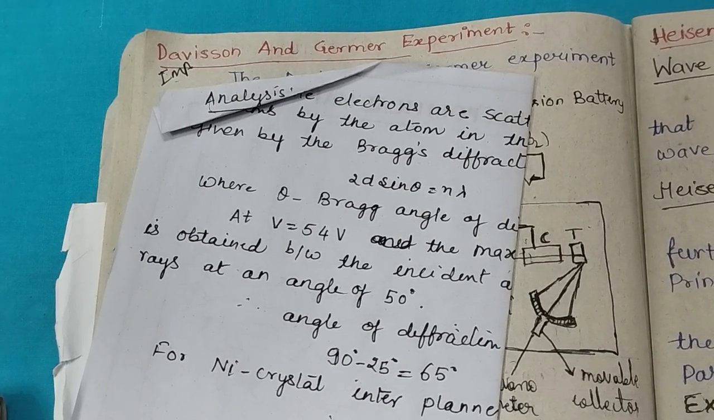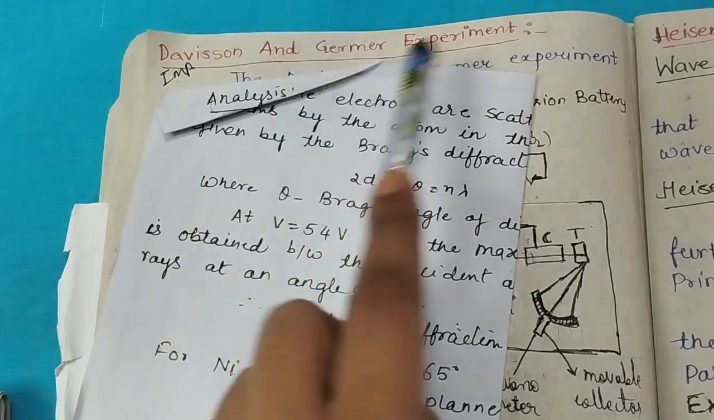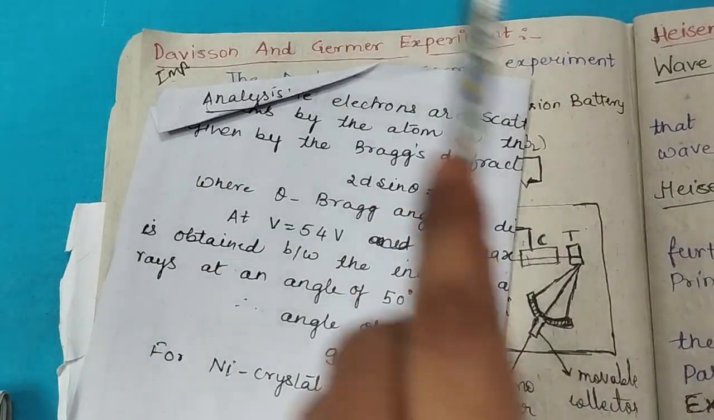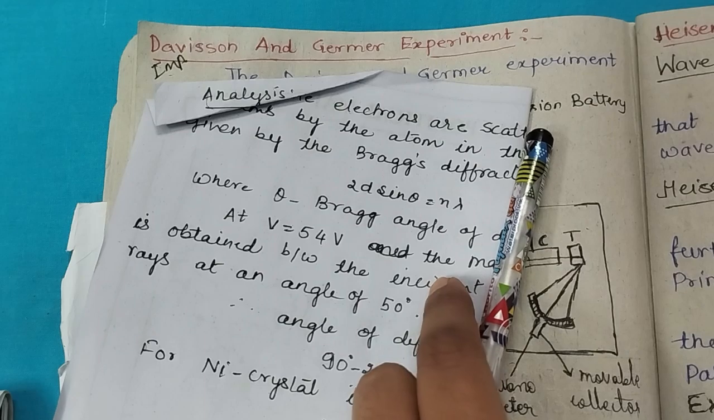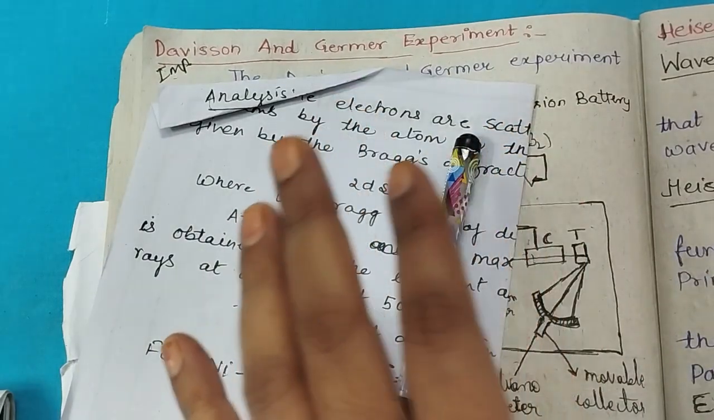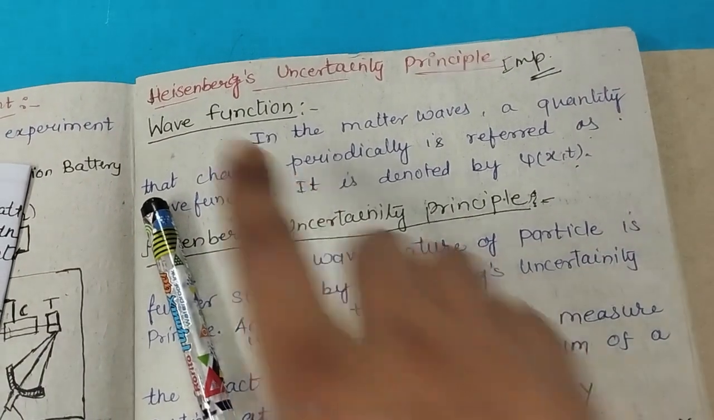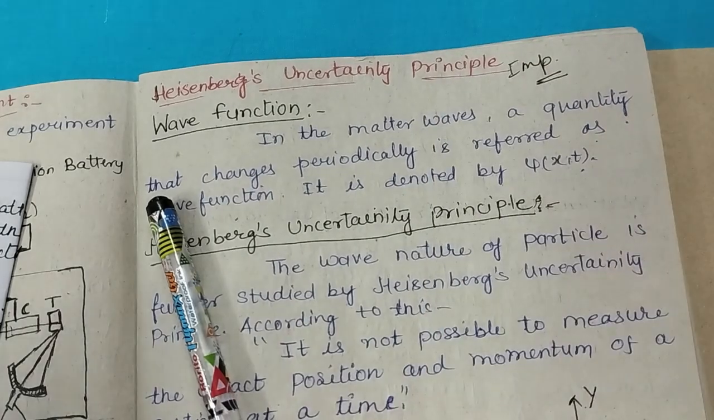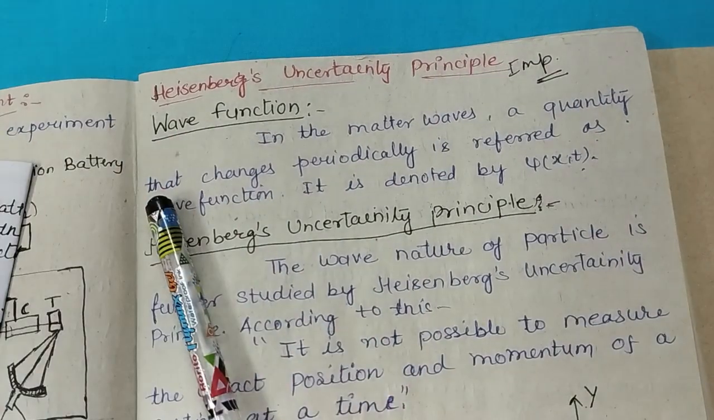In yesterday's session I discussed the Davisson and Germer experiment. By this experiment we come to the conclusion that every matter has wave nature. Now today I will explain Heisenberg's uncertainty principle. This is also very important.